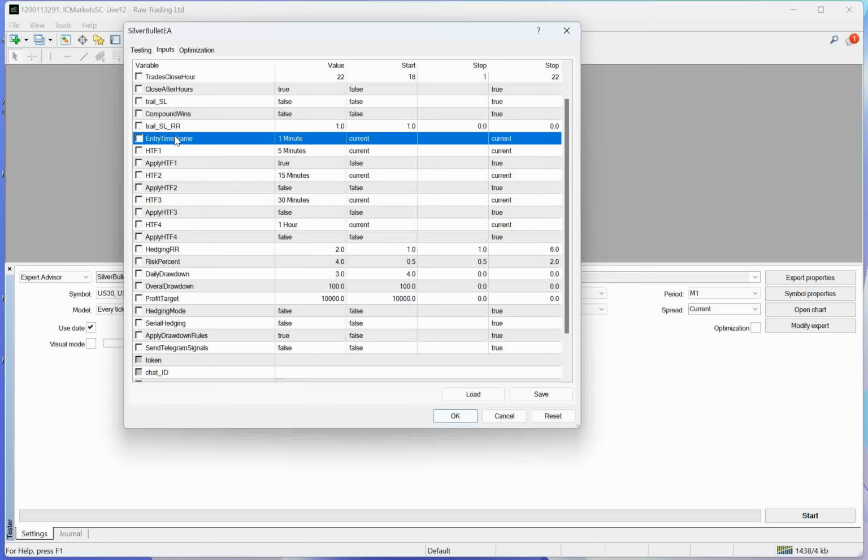All right, then entry time frame. That's self-explanatory. You have to manually specify which period you want to use to make your entries.